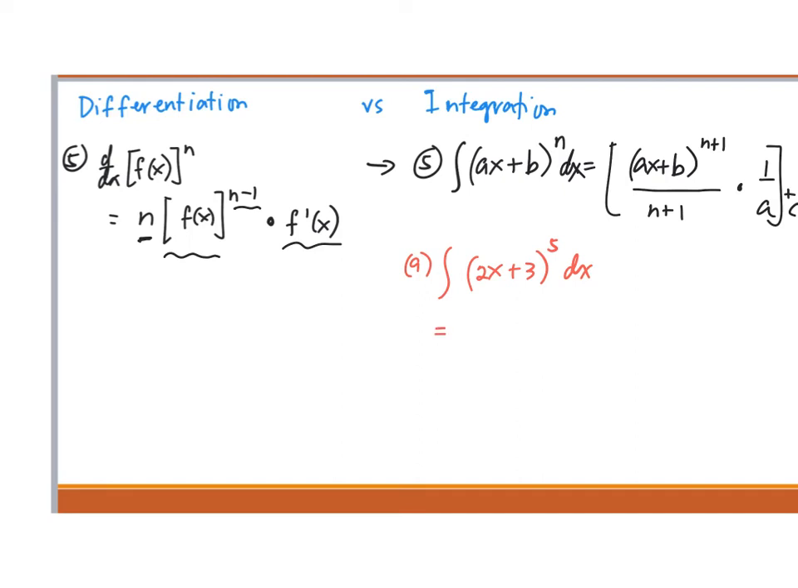And so for this, we do 2x plus 3 to the power of 5 plus 1 is 6, divided by 6, and then times 1/2. Because the derivative of 2x plus 3 is 2, we divide this expression by 2, or times 1/2, and then we will have our plus c here. Let's just simplify it. This is actually 1 over 12, so 1 over 12, 2x plus 3 power of 6 plus c.